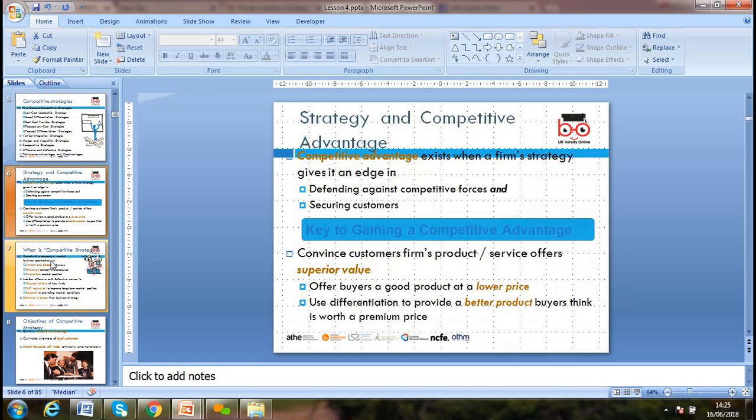Competitive advantage exists when the firm gets an edge in defending against the competitive forces. Securing the customer is key to gaining the competitive advantage: convenience firm, convenience product. So that's the convenience. Customers buy with less cost and more value. If we are offering them 10% extra, buy one get one free, or buy one get the other at half price, that gives us competitive advantage if we can afford it.